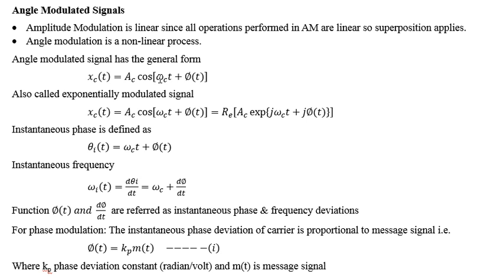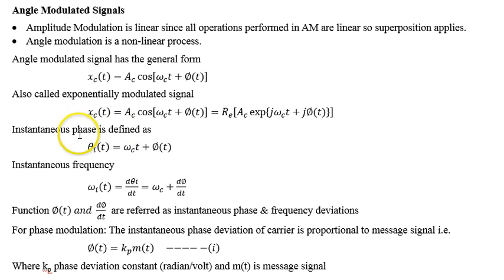We can also call this modulation exponential modulation. Now this modulated signal, which is A cos(omega_c t plus phi(t)), can also be represented in exponential form, the real part of A_c exponential j omega_c t plus j phi(t).